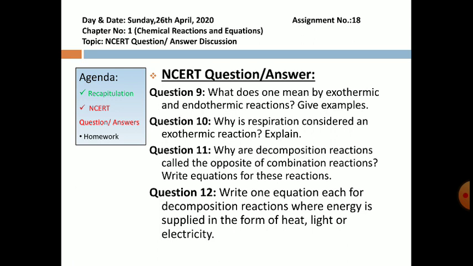C. Decomposition by electricity. When electricity is passed through aluminium oxide, it breaks down into aluminium and oxygen gas. Balanced chemical equation is 2Al2O3 gives 4Al plus 3O2.